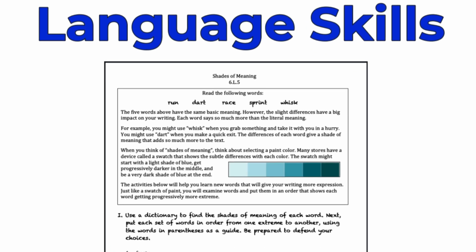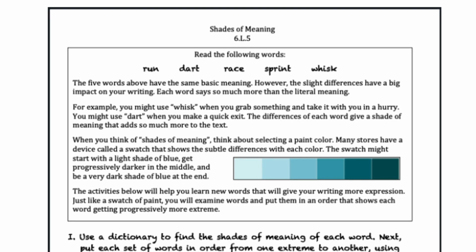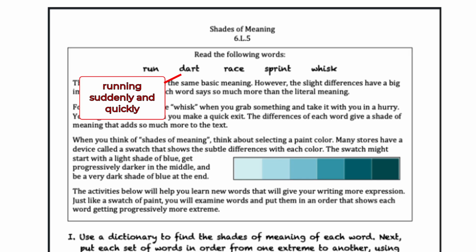So this next routine I'm going to show you is one of my favorites. It's called Shades of Meaning. The kids love it and it's highly effective. You can see here up at the top of the worksheet, they're given 5 words that basically mean run. But if you look at the nuance between the words, they're actually quite different. You can see run, dart, race, sprint, and whisk.